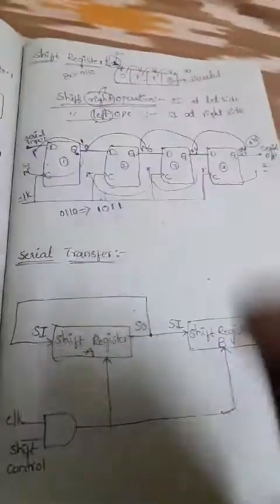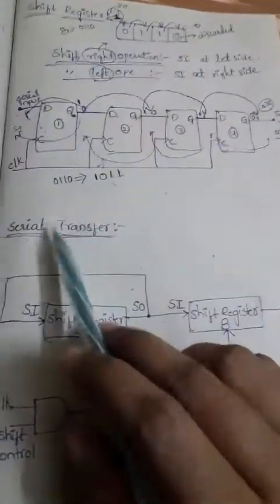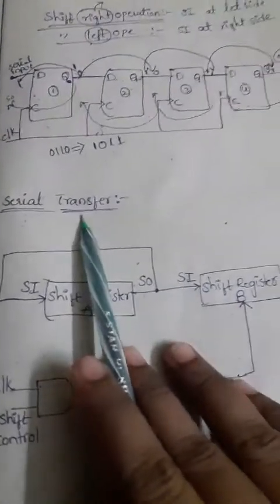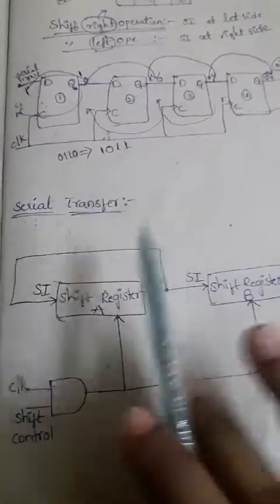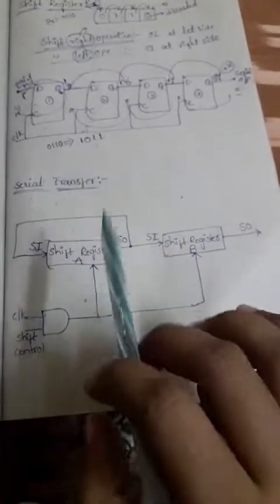So in this shift register we have two operations. One is serial transfer and another one is serial adder. Okay, so now we'll see the first concept, that is serial transfer. So how to transfer the information in this shift register, now we'll see. So this is the basic circuit diagram for the serial transfer.